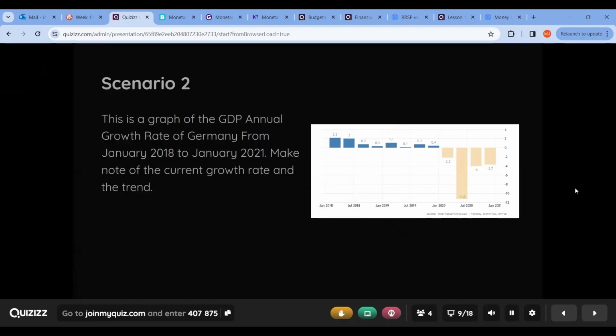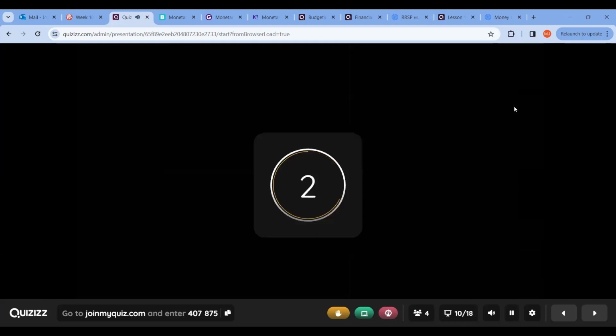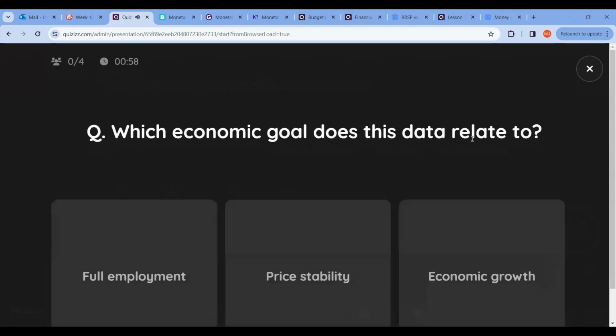This is a graph of the GDP annual growth rate of Germany from January 2018 to January 2021. Make note of the current growth rate and the trend. As you can see, during the pandemic, the GDP growth went significantly negative in Germany. Over the whole 2020 period, from March 2020 to the end of 2020, it was extremely negative. Which economic goal does this data relate to?